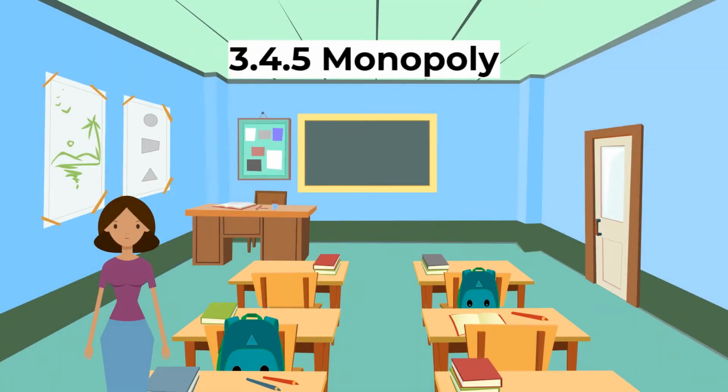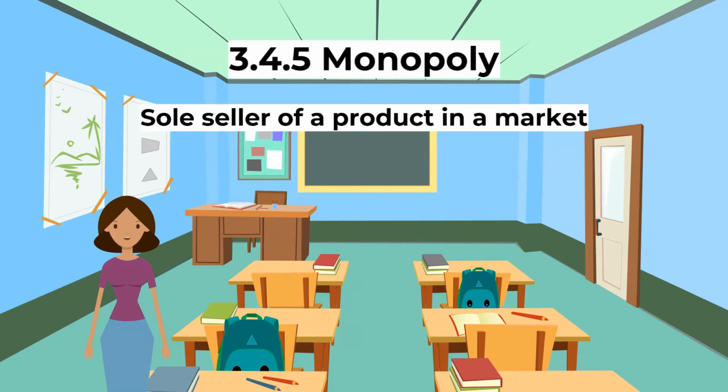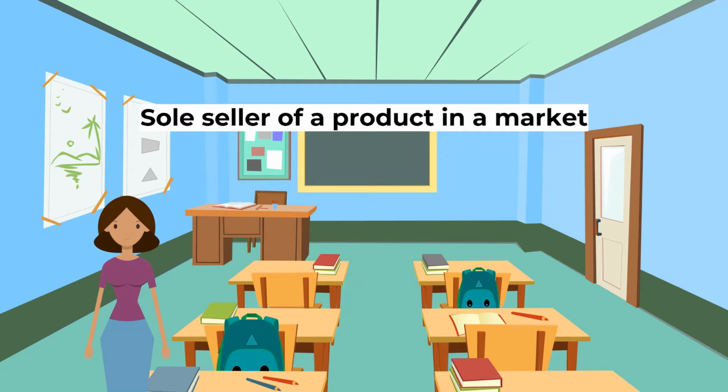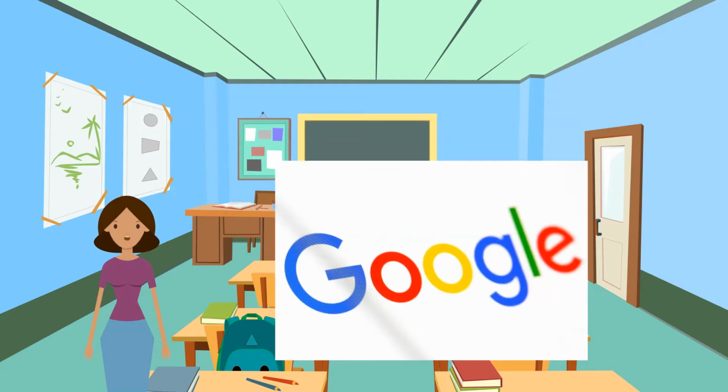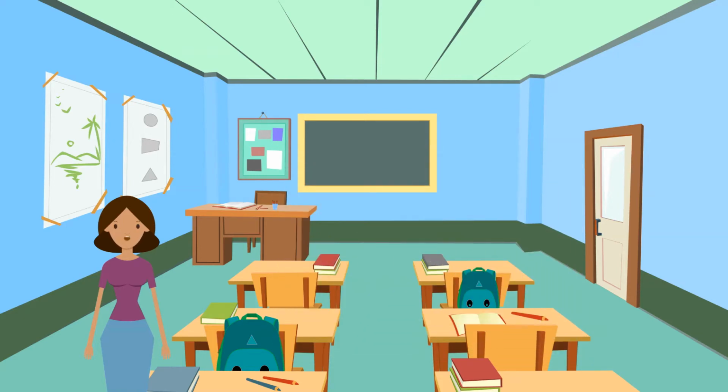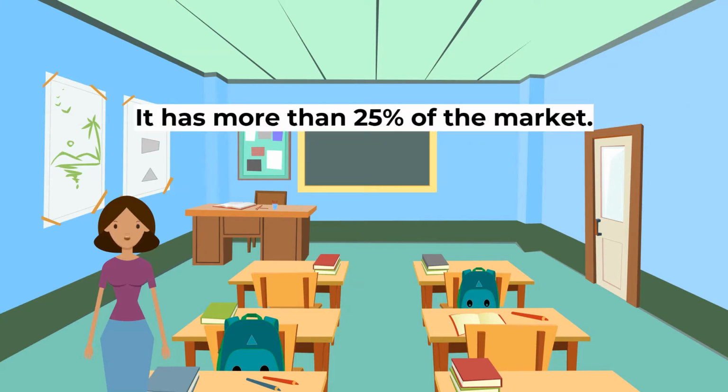So, what are the characteristics of monopoly? Pure monopolies exist where one firm is the sole seller of a product in a market. One of the closest examples to a pure monopoly is Google, which has 88% of the market. However, in the real world, a pure monopoly rarely exists, but a firm can be legally considered as having monopoly power if it has more than 25% of the market.